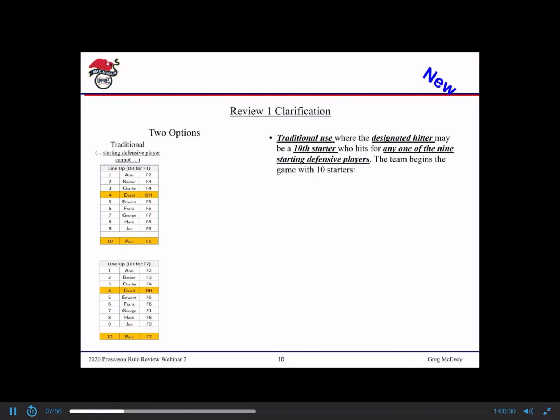We also had a question regarding clarification on the new DH rule, so I'm just going to go through this real quick. Again, we have the traditional use where we have a 10-man lineup, and the DH can bat for any one of the 10 players listed in the lineup.